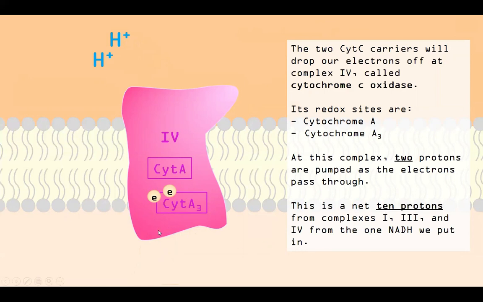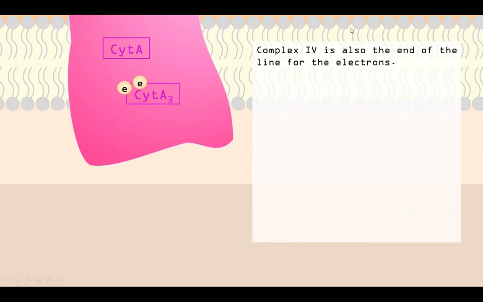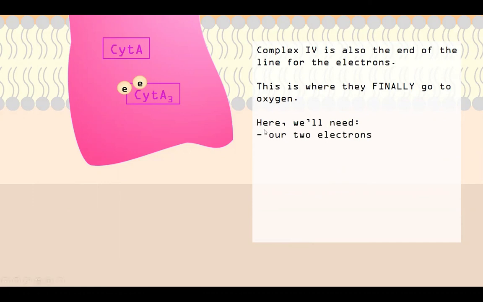So something really interesting is about to happen at complex 4. So let's kind of zoom in on this guy. We're, again, looking mostly at the matrix space down here. So complex 4 is also the end of the line for these electrons. This is the step where they're about to finally go to oxygen. So 4 videos later, we're finally about to reach oxygen. So in order to complete this, what we'll need is our 2 electrons, 2 protons. These are not the ones that got pumped. They're just down here. There's a lot of protons down here.